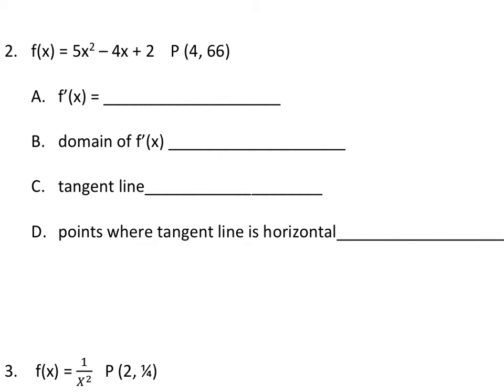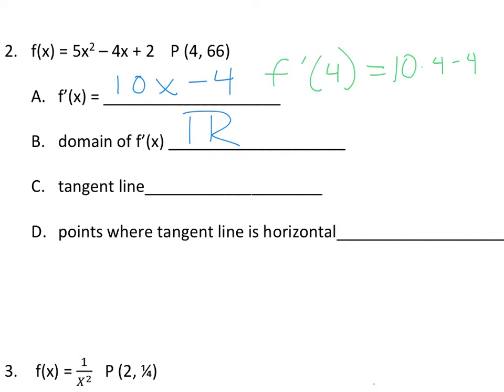So f prime of x is going to be 10x minus 4. Now, this is just a line, so the domain is going to be all real numbers. Our tangent line, we need to find f prime of 4. So that's just going to be 10 times 4 minus 4 is going to be 36.